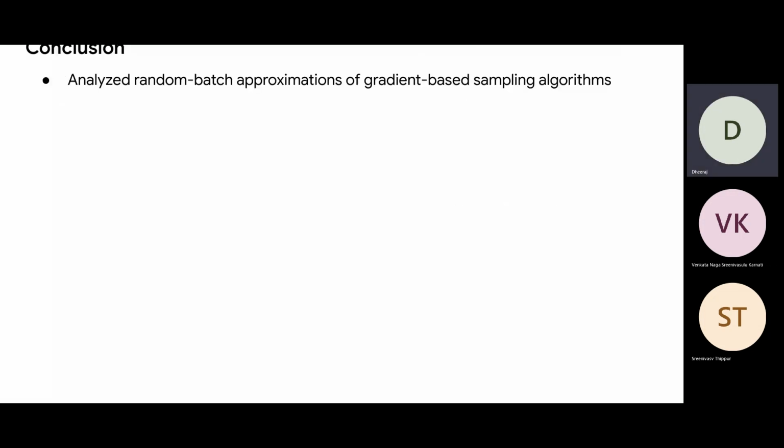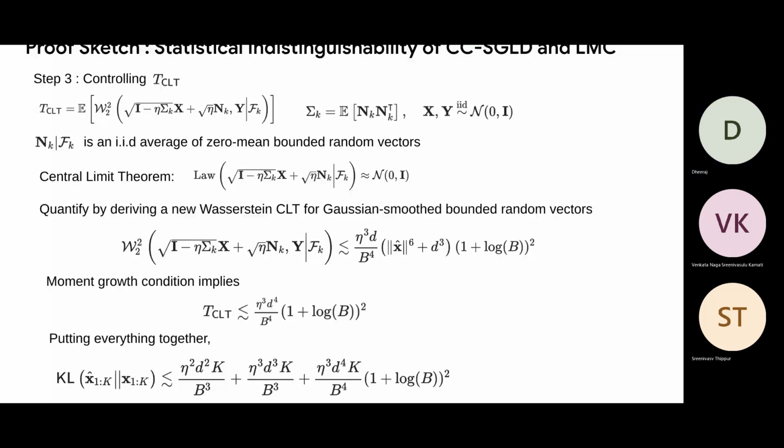Finally, we are bounding the total variation distance. Total variation is always bounded by the square root here, via Pinsker's inequality.